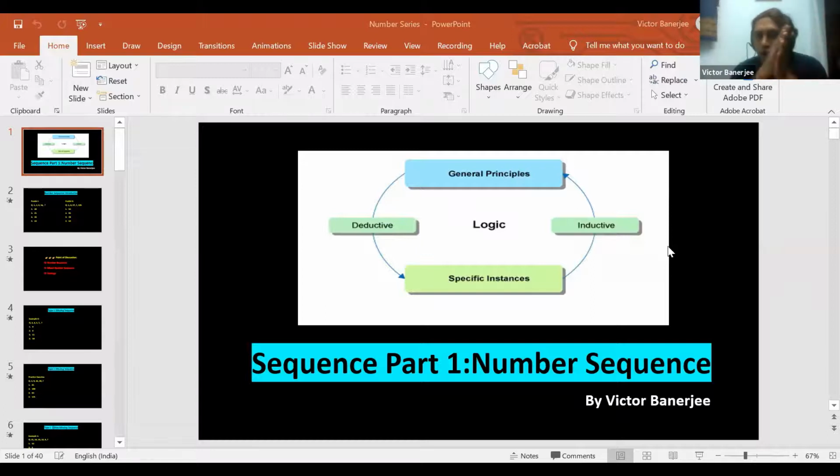Our first topic today is sequence. In sequence, you basically have three types. One is number sequence, which involves numbers only. One that involves letters is called alphabet series. It can be a mixed series also, alphabets and numbers, which is called alphanumeric series. And it can also be the pattern sequence, that means with images.